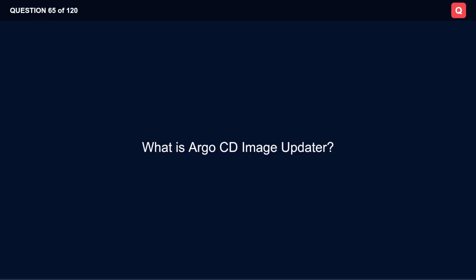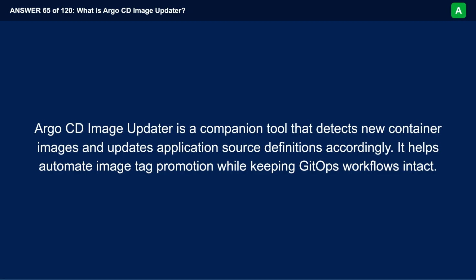What is ArgoCD Image Updater? ArgoCD Image Updater is a companion tool that detects new container images and updates application source definitions accordingly. It helps automate image tag promotion while keeping GitOps workflows intact.